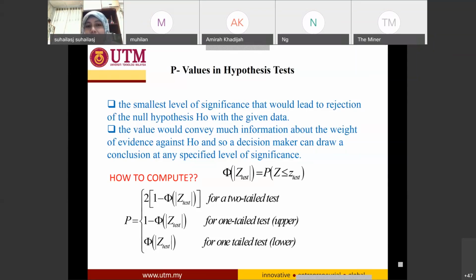So p-value ni stand for probability values. Bila kita buat programming ke apa, dia punya value tu akan simulate. Bila simulate tu, kita akan dapat dia punya nilai p-value, based on your simulation dataset. So the smallest level of significance that would lead to rejection of the null hypothesis H0 with the given data. So p-value ni, the value would convey much information about the weight of evidence against H0, and so a decision maker can draw a conclusion at any specified level of significance. So p-value stands for probability of values.